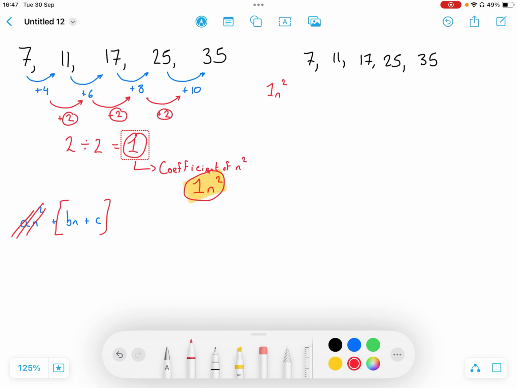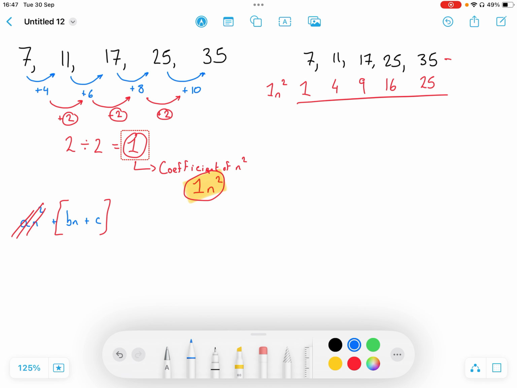So remember we're doing 1 times n squared. So n squared is 1 times 1 is 1. 2 squared is 4 times 1 is obviously 4. 3 squared is 9. Times 1 is obviously still 9. 4 squared is 16. Times 1 is 16. And 5 squared is 25. Times 1 is 25. And I am going to subtract.